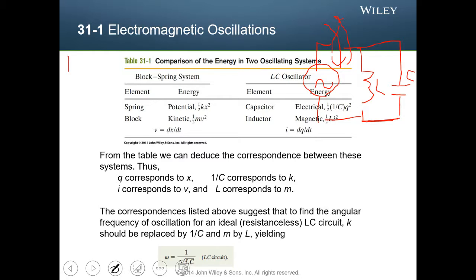You're familiar with F equals ma, which is m x double dot, and Hooke's law is something like minus kx. So you have m x double dot plus kx equals 0. You have a second order differential equation.